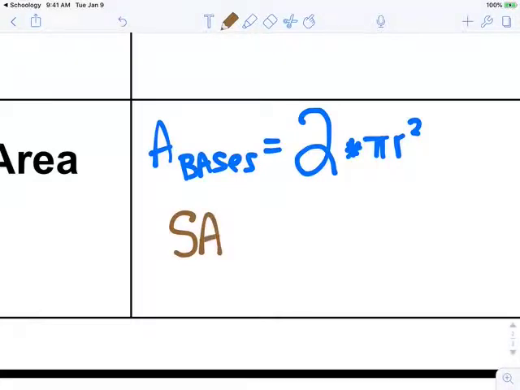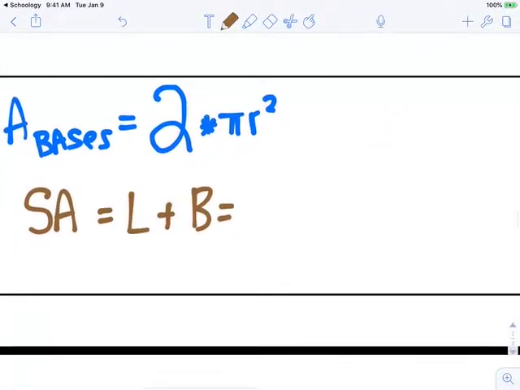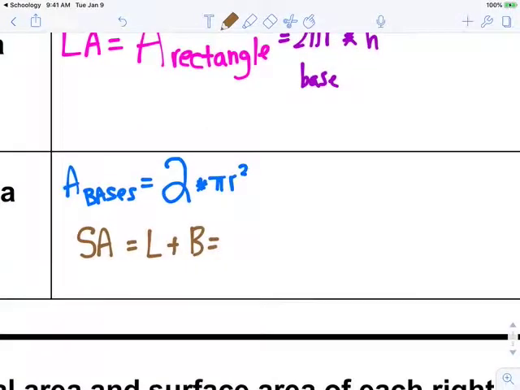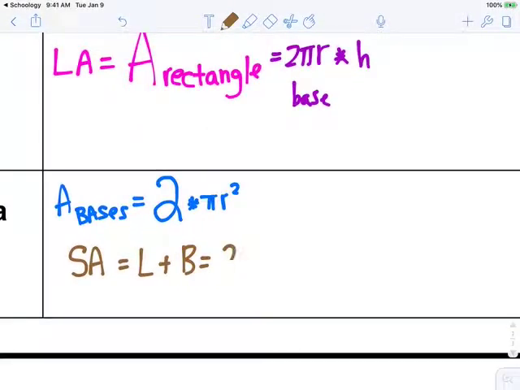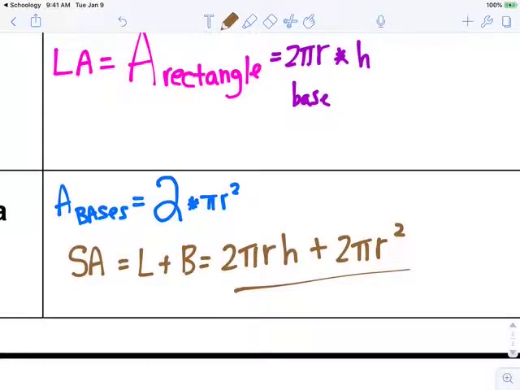Total surface area, lateral plus bases. Well, let's add them up. We had 2 pi r h, 2 pi r h plus 2 pi r squared. So look, the letters that I gave you, I want you to pay attention to this here. This is important.